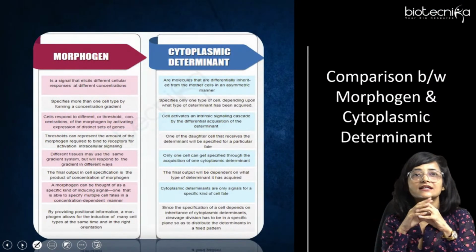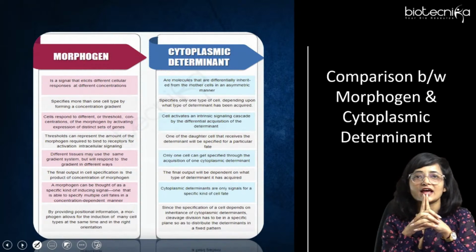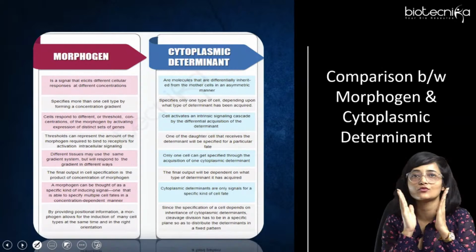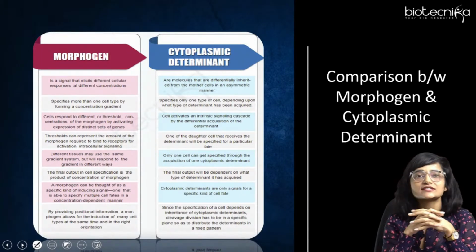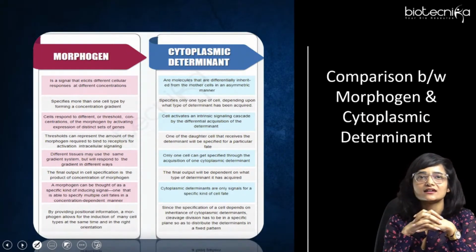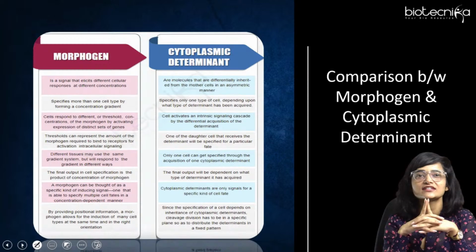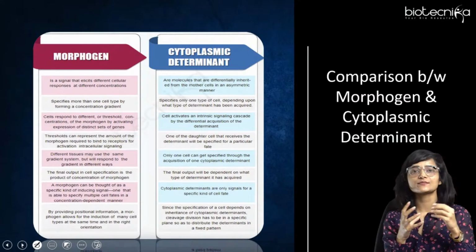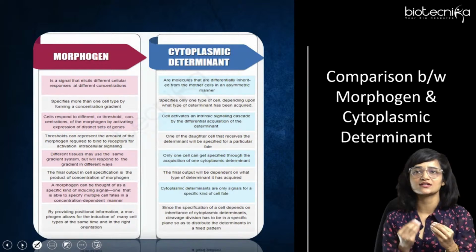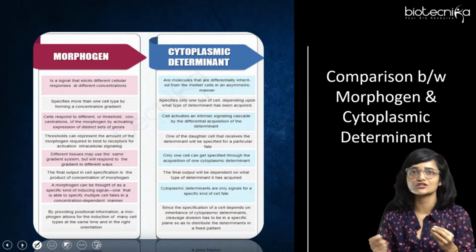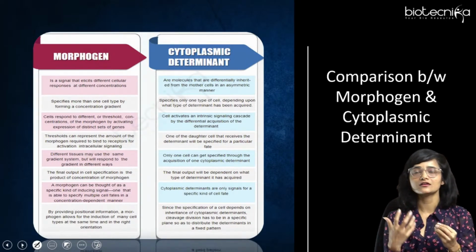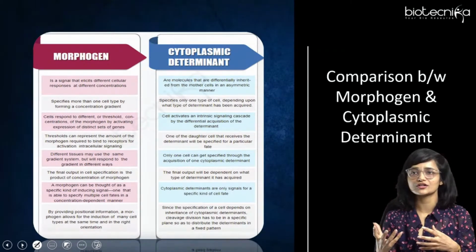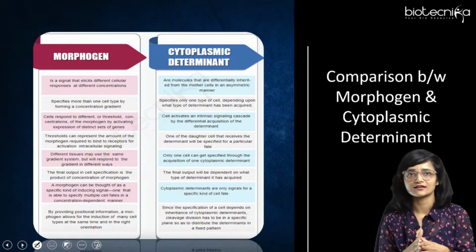Then come the morphogens and the cytoplasmic determinants. You need to know the difference between these two terms. A morphogen is a signal that affects different cellular responses at different concentrations, right? So morphogens are basically signals. Their concentration differences decide the responses that cause a cell to produce a particular function and get converted into a different type of cell, right?